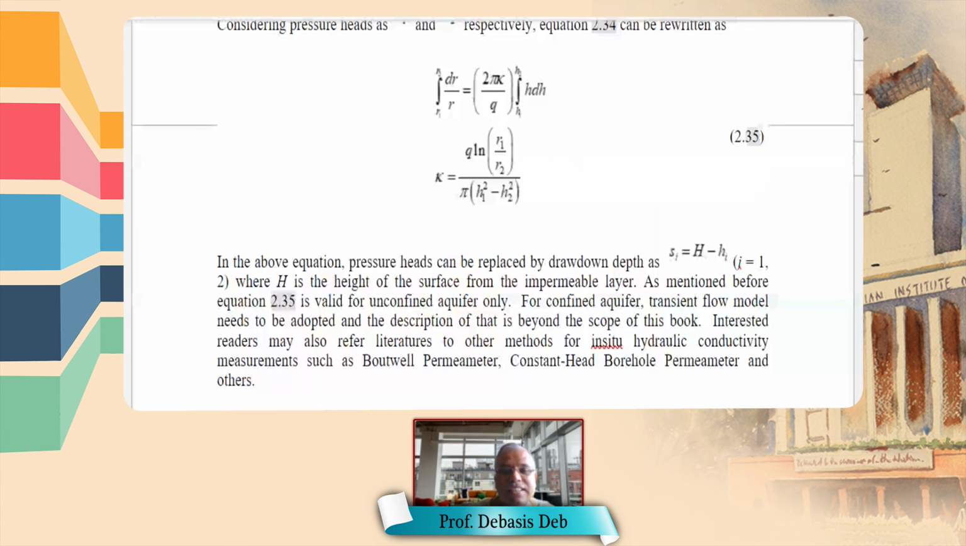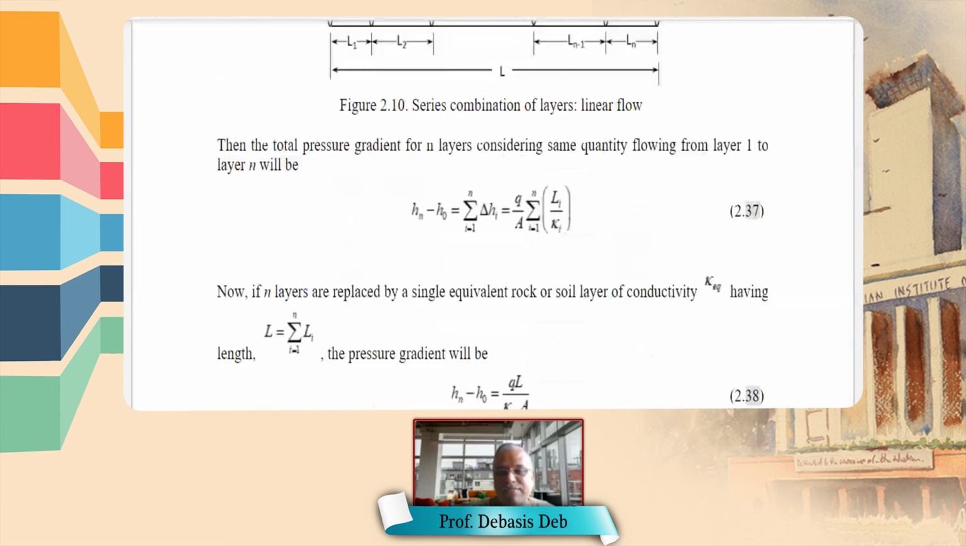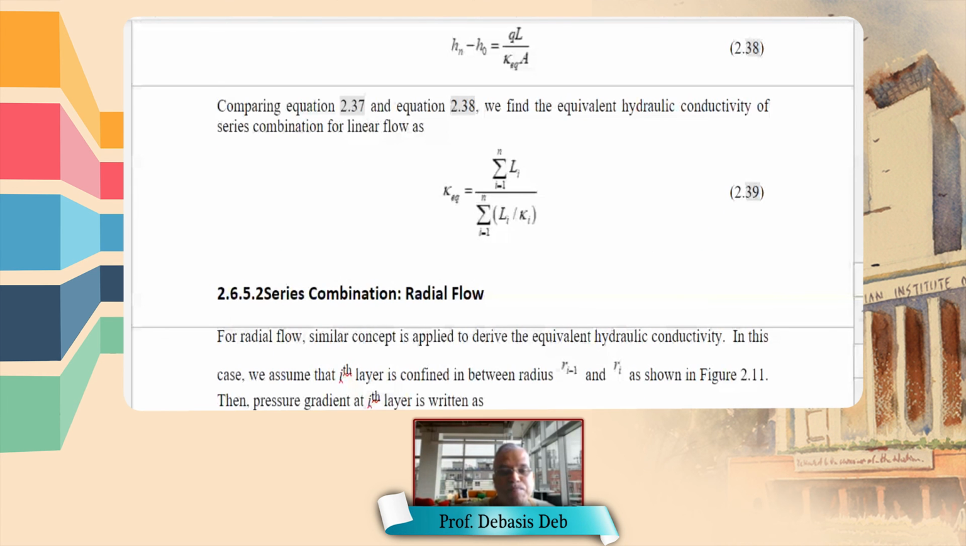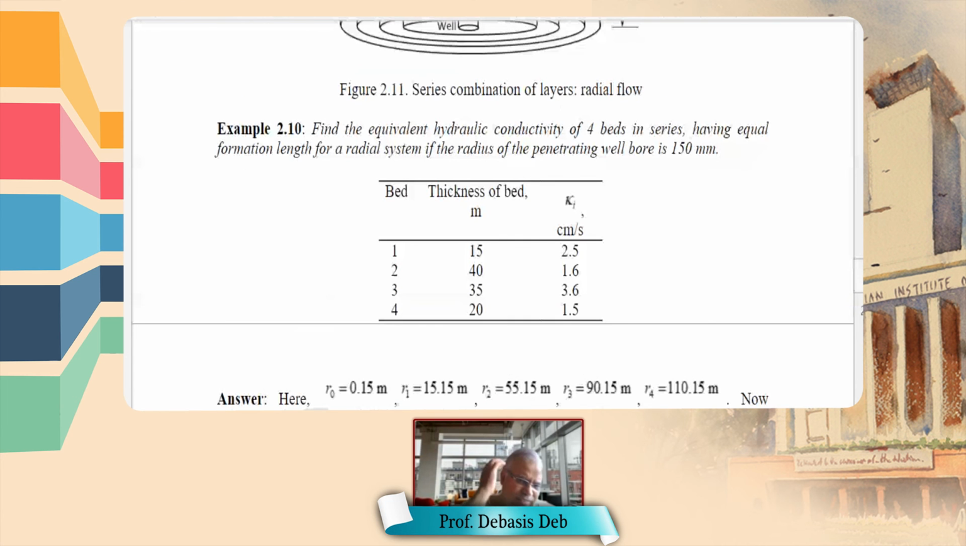This part I have omitted from the book. This is a testing in the real life, in the real field. Okay, let's see whether I have some in here. So this is a very standard equivalent hydraulic conductivity problem: find the equivalent hydraulic conductivity of 4 beds in a series having equal formation length for a radial system. So I think this you can try at home.